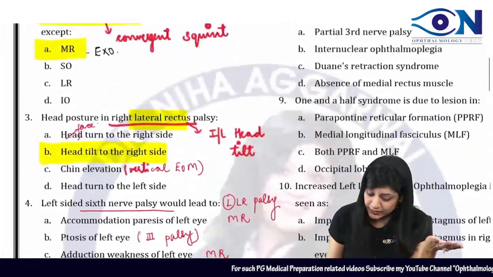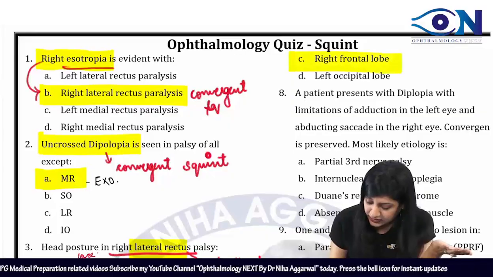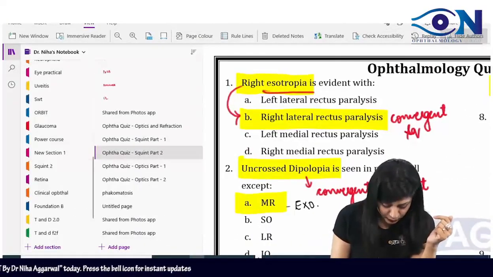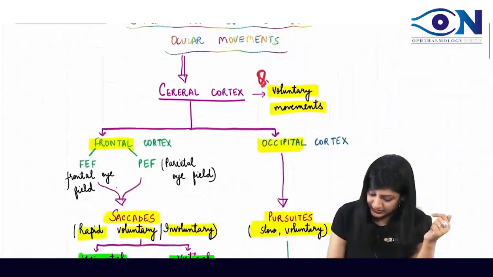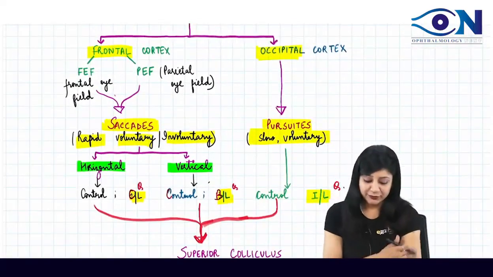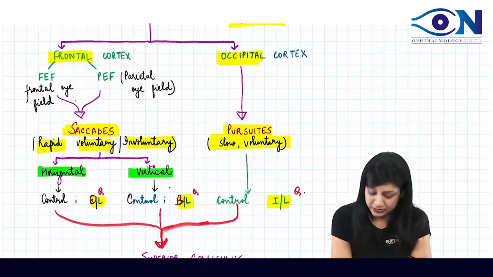So what will be your answer actually? It should be the right frontal lobe. If you look at this type of question, I would like to show you something. See, this is actually there. If you see the lobes which are affecting, on one side we have got the frontal lobe, on another side we have got the occipital cortex.